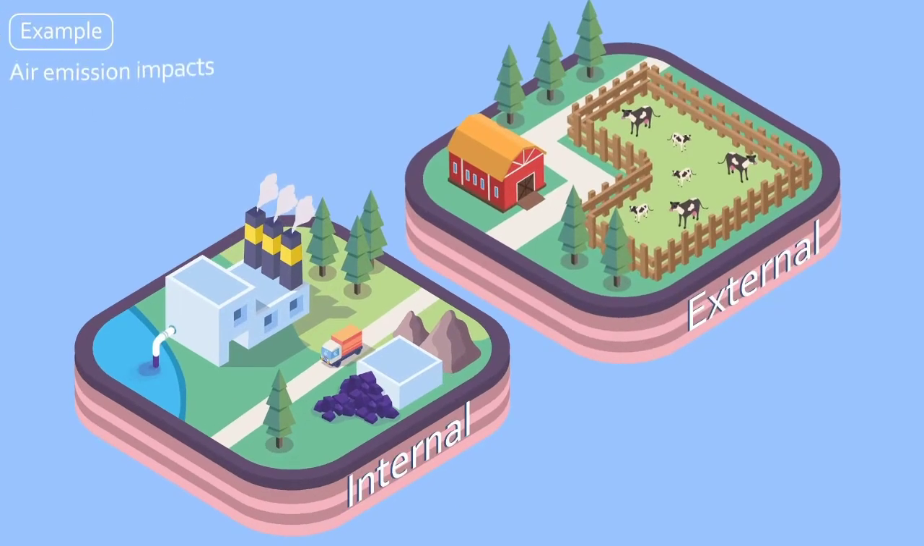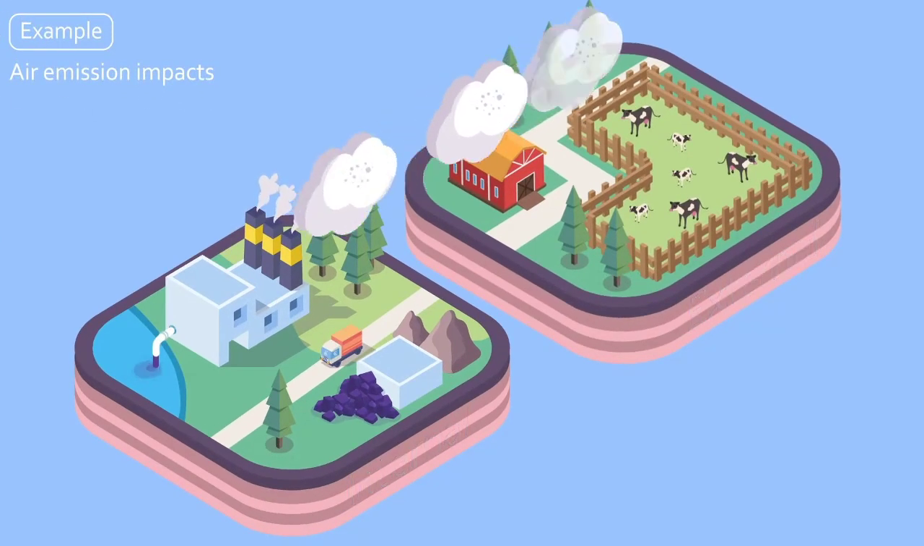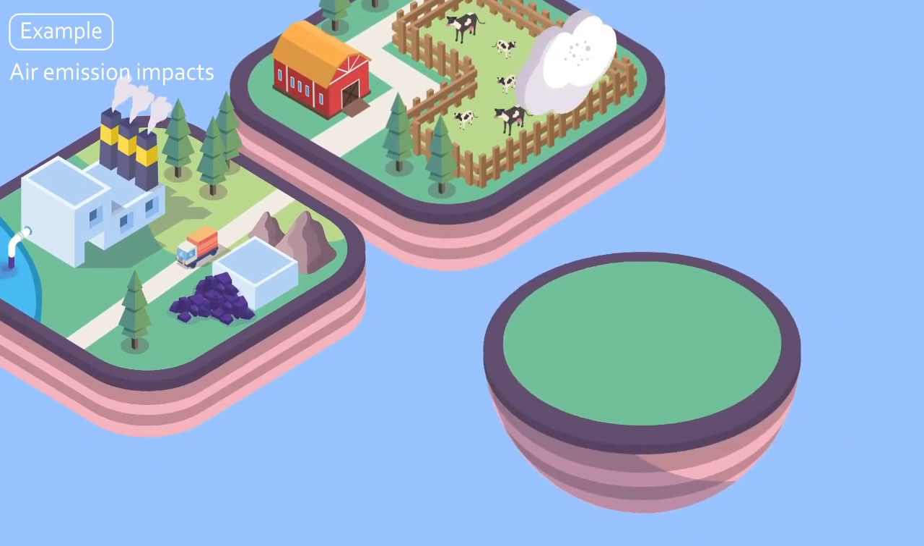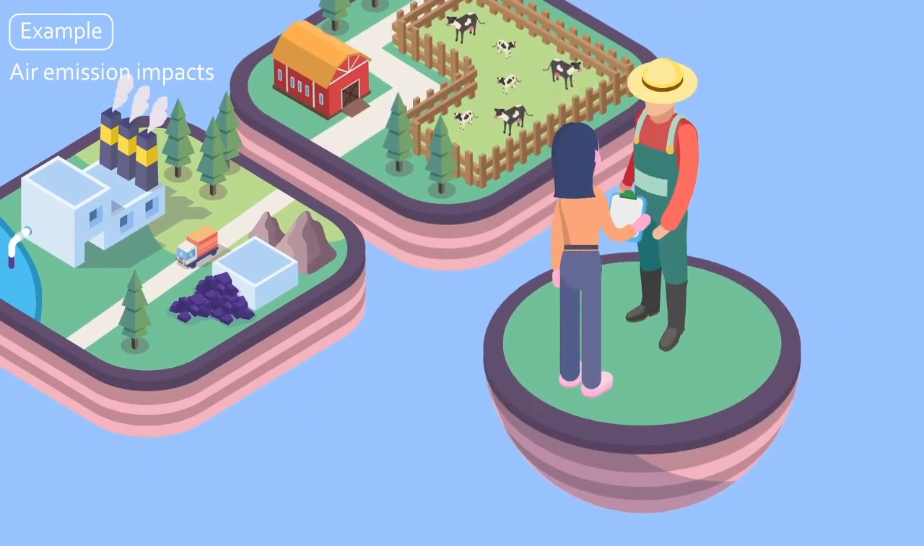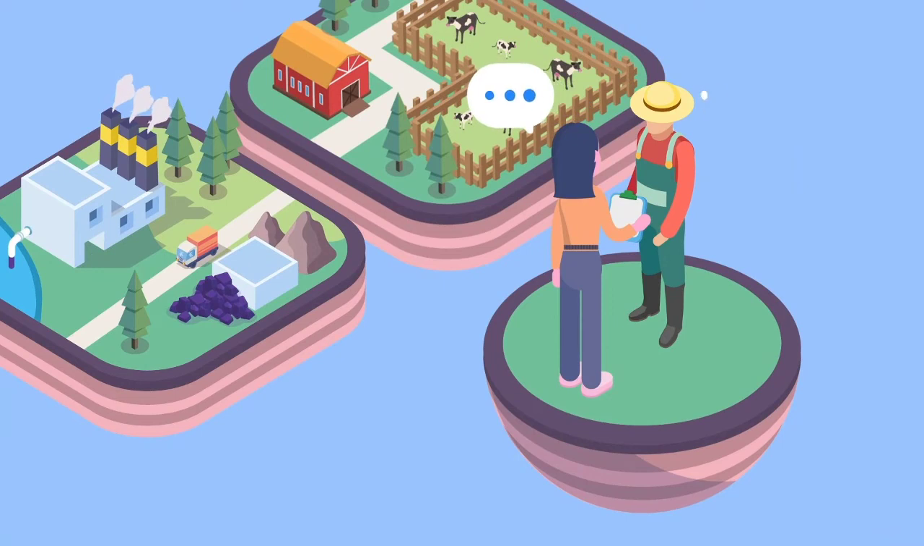For example, if your air emissions are blowing downwind to farms, the farmers would be concerned that it could damage their crops. Talk to the farmers. Show them how you mitigate the issue and how you monitor your impacts.